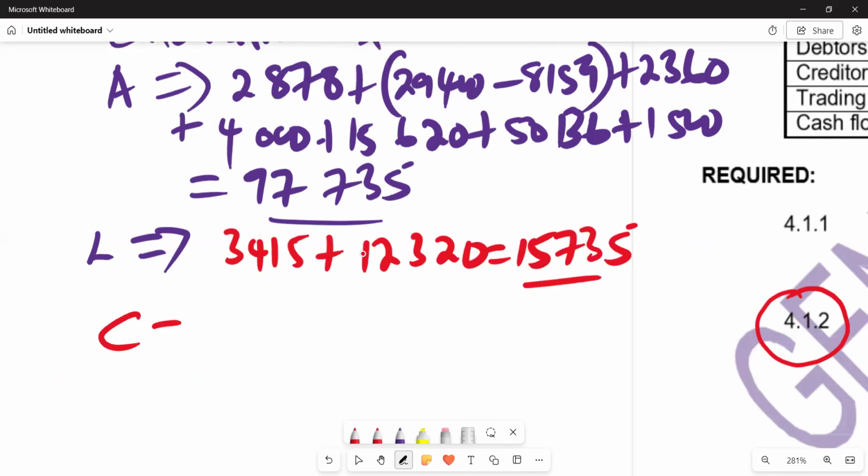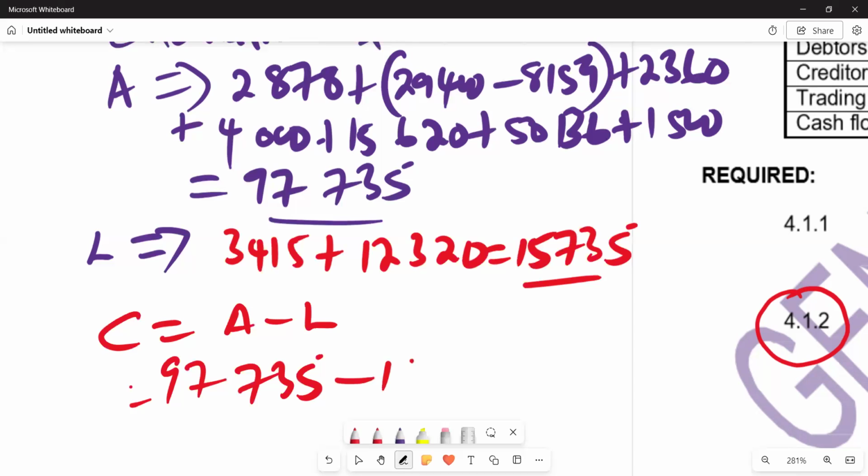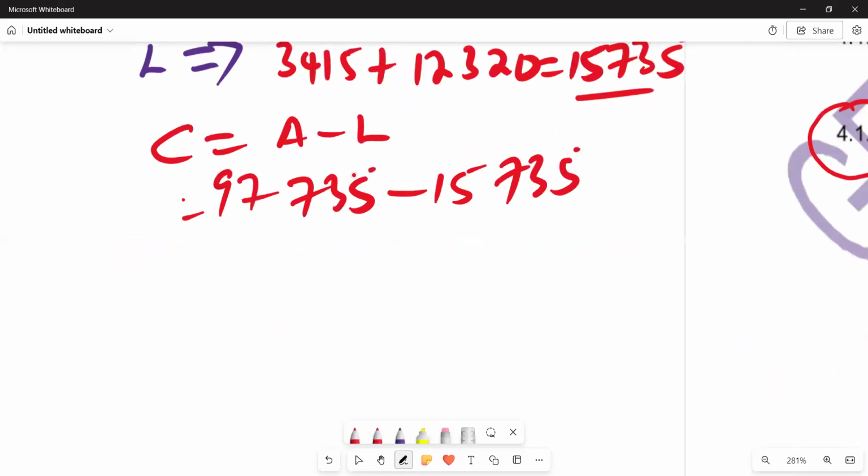Remember, we said we are going to say capital is equal to assets minus liability. So the total for assets, we have got 97,735. And then we subtract total for liabilities, 15,735. So we calculate it as such. If you subtract there, the answer that you're supposed to get is 82,000. So 82,000 becomes your opening capital. So this is your opening capital.